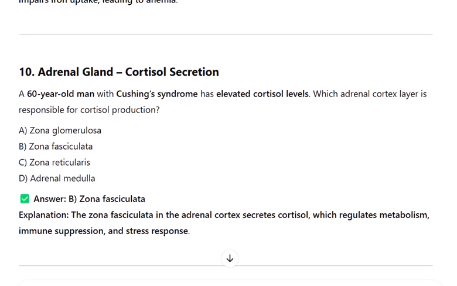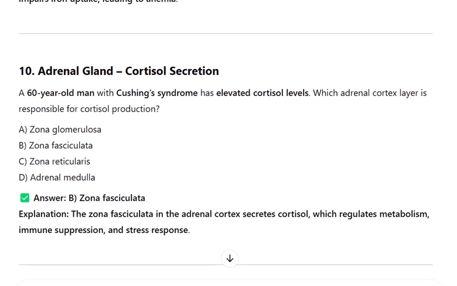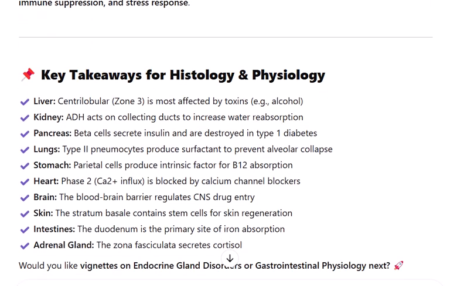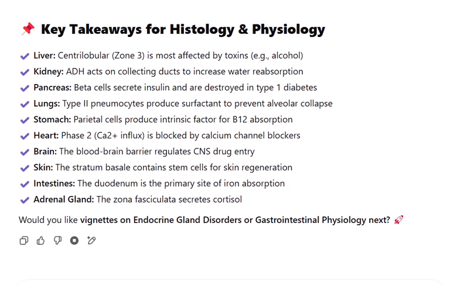Key takeaways for histology and physiology. Liver: centrilobular, zone 3, is most affected by toxins, e.g. alcohol. Kidney: ADH acts on collecting ducts to increase water reabsorption. Pancreas: beta cells secrete insulin and are destroyed in type 1 diabetes. Lungs: type 2 pneumocytes produce surfactant to prevent alveolar collapse. Stomach: parietal cells produce intrinsic factor for B12 absorption.